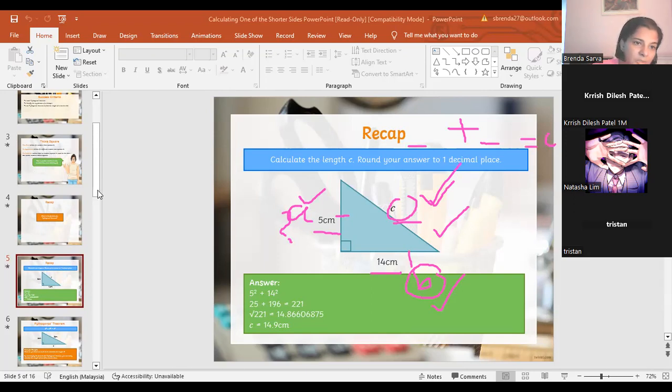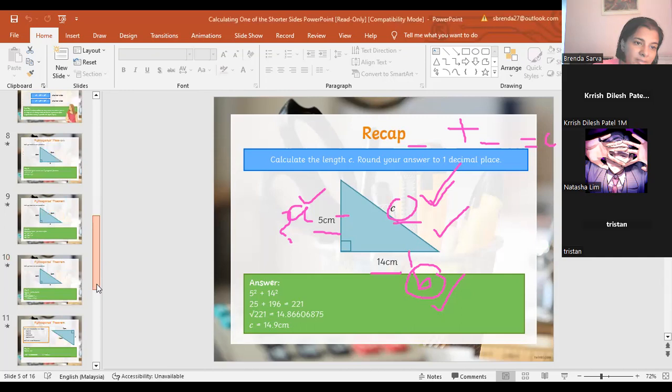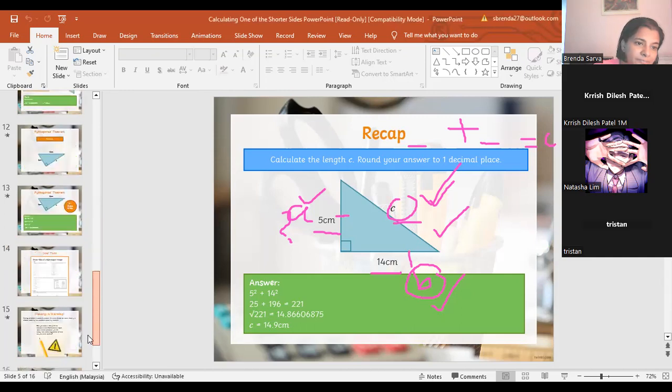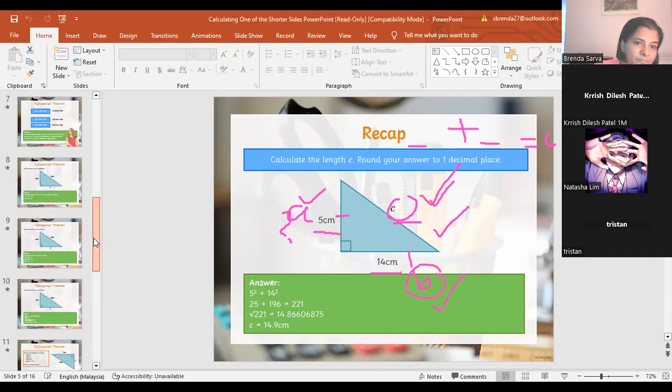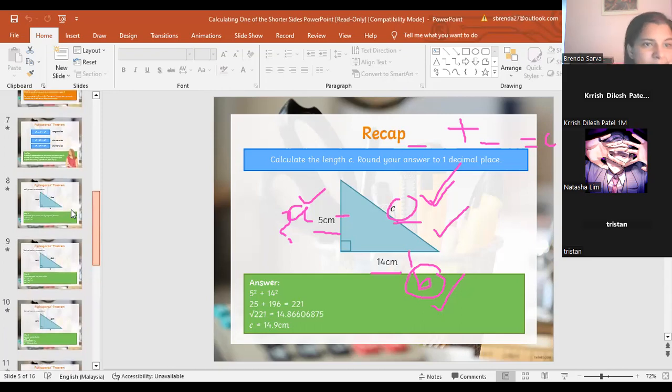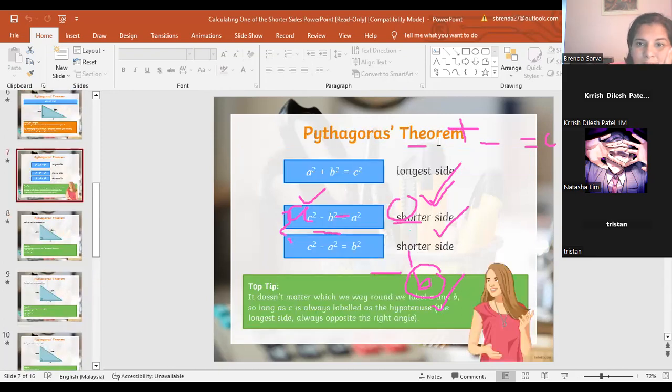Okay, let's go to the slide. While you answer it, I'm just explaining here. If you want to find the A side, you take your C squared minus the B side squared. Or for the other shorter side, if they've given you the C side and the A side, you find the B side. You take the hypotenuse and you minus the shorter side. Okay, let's go to the question you have been doing.